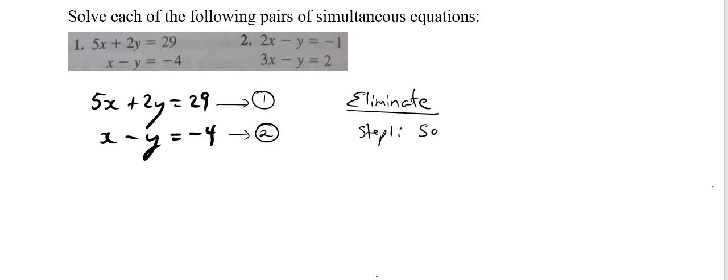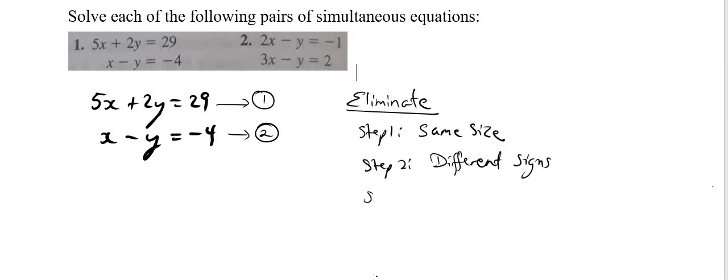Step 1, we want to have the same size. Step 2, we want to have different signs. Step 3, add both equations. So let's start. Now, if you look at both of these equations, identify the x terms, they have different coefficients. The coefficient of the first x term is 5, and of the second is 1. We want them to be the same.